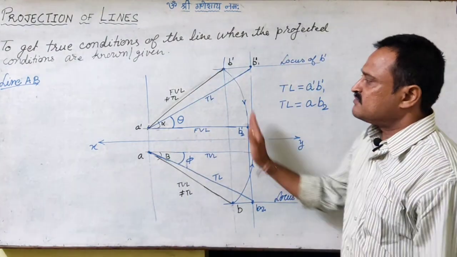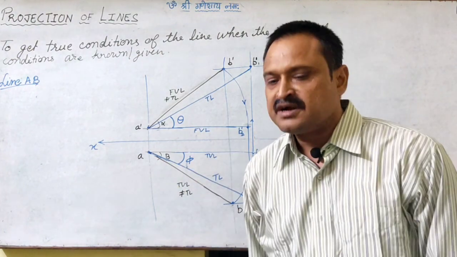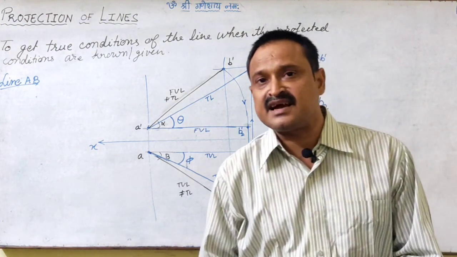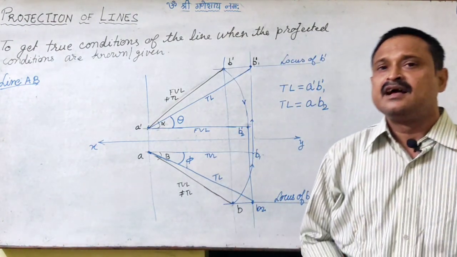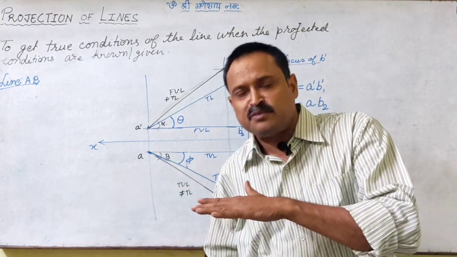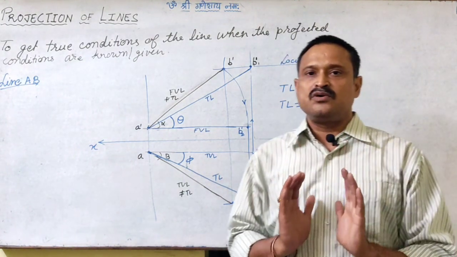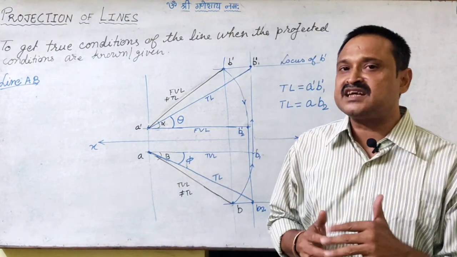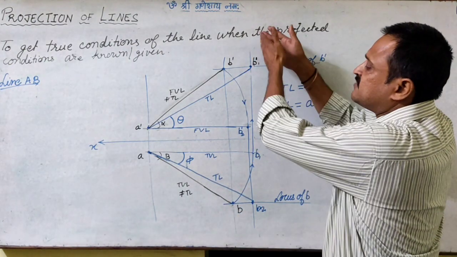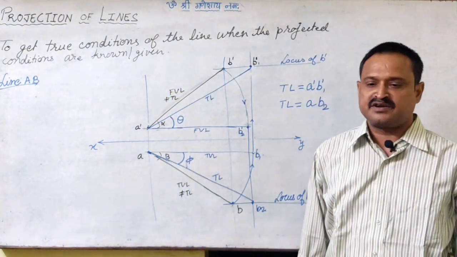So when a line is given to me in the oblique condition, that is how we can work it out. If I know the front view length and front view projected inclination, I will rotate the front view length, make it parallel to XY, drop it in the top view, and I can get the true conditions in the top view. Similarly, when I know the top view condition, that means beta and the top view length, I will rotate the top view length, make it parallel to XY, and if I project it, I can get the true length and true condition in the front view.